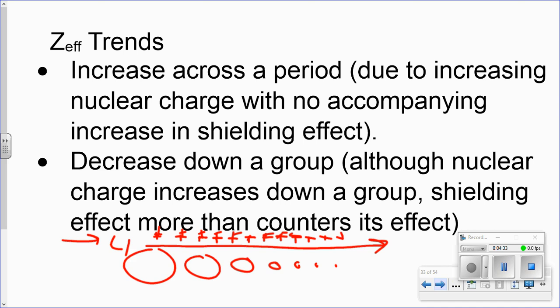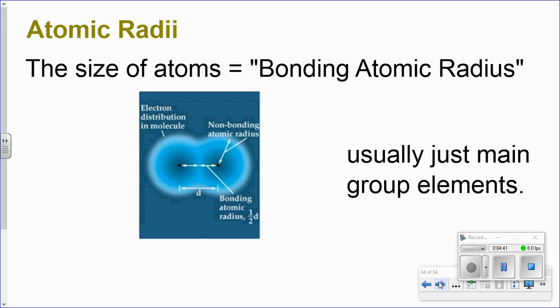They decrease down a group because the nuclear charge increases down a group. The shielding effect is way more of a factor. Okay, so Zeff increases to the right and down a group.